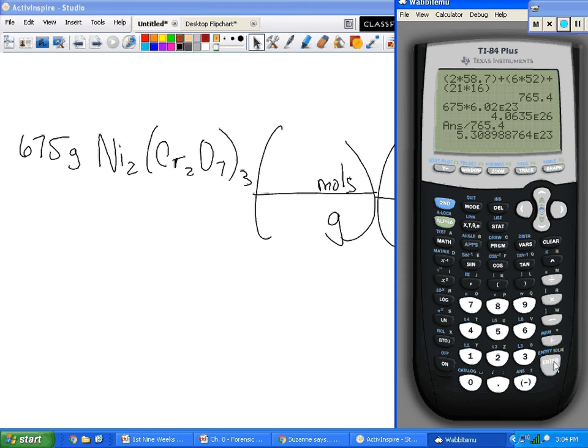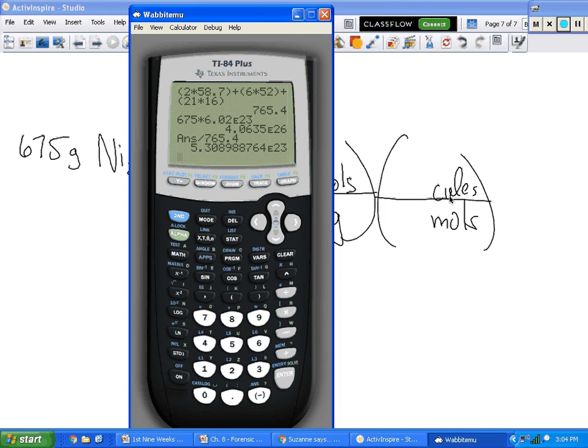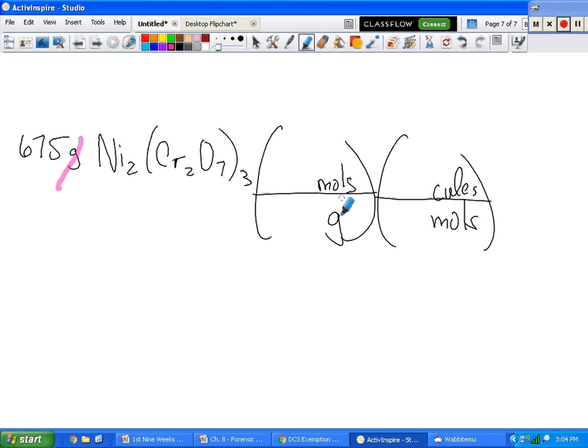That's a good question. What the question was asking for molecules, so it would be no, just molecules. Because if you look at it, the grams cancel, moles cancel, so all you're left with is molecules. So it's molecules of nickel 3 dichromate. And I agree, that's a pretty big formula. Okay. All right, we are done, guys.